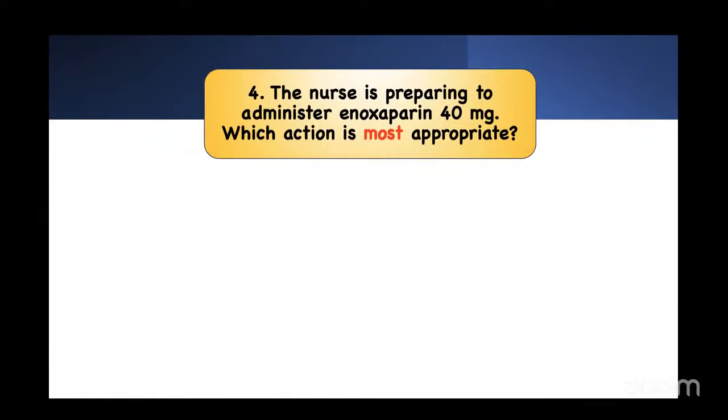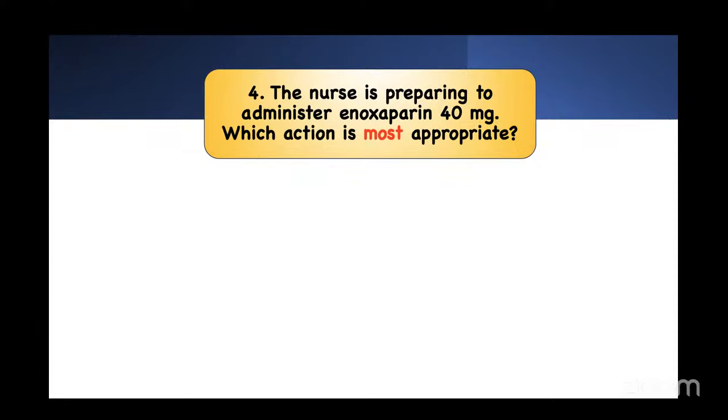Now, I'm taking you deeper, right? A nurse is preparing to administer enoxaparin, 40 milligrams. First, you've got to identify the medication. What kind of medication is it? Then, what do you think? What action should you take? What is enoxaparin?